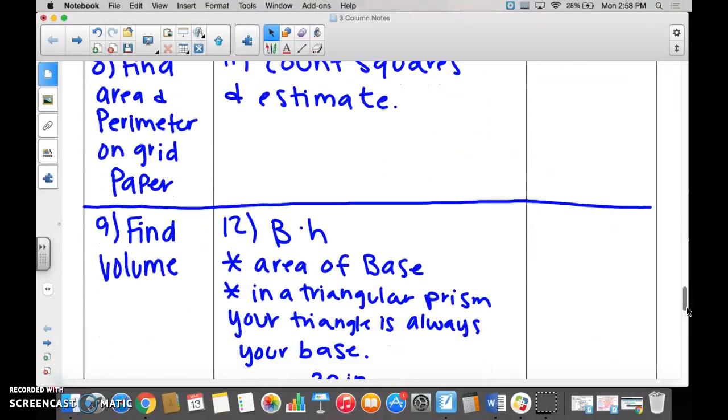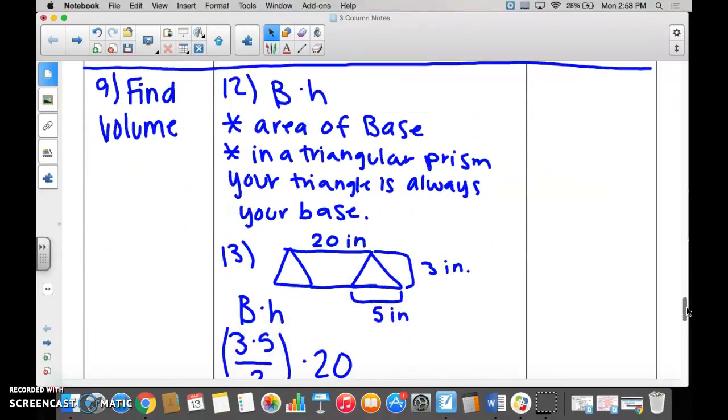All right. So now you have to find the volume. What is the formula to find volume? Beta? Capital B times the height. What does the capital B represent? Abshir, what does it represent? It represents the area of the base.